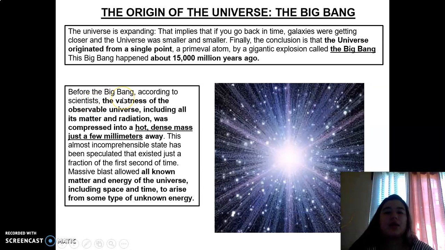Before the Big Bang, according to scientists, the vastness of the observable universe, including all its matter and radiation, was compressed into a hot, dense mass just a few millimeters across. This almost incomprehensible state has been speculated to have existed just a fraction of the first second of time. A massive blast allowed all known matter and energy of the universe, including space and time, to arise from some type of no energy.